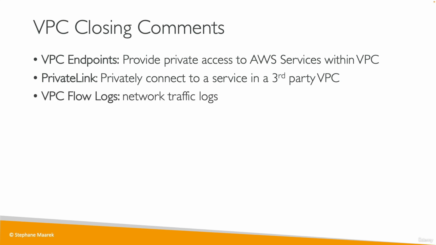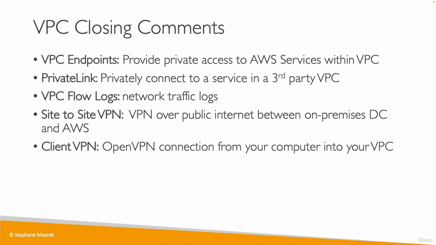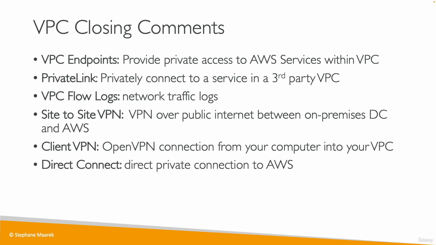If you wanted to have access to your network traffic logs, you could use the VPC flow logs. Now, in terms of private connectivity, if you wanted to connect your on-premises data center to AWS, you would have to set up a site-to-site VPN over the public internet. And if you wanted to connect your own personal computer directly into your VPC, you could use Client VPN to establish an OpenVPN connection directly into your VPC.